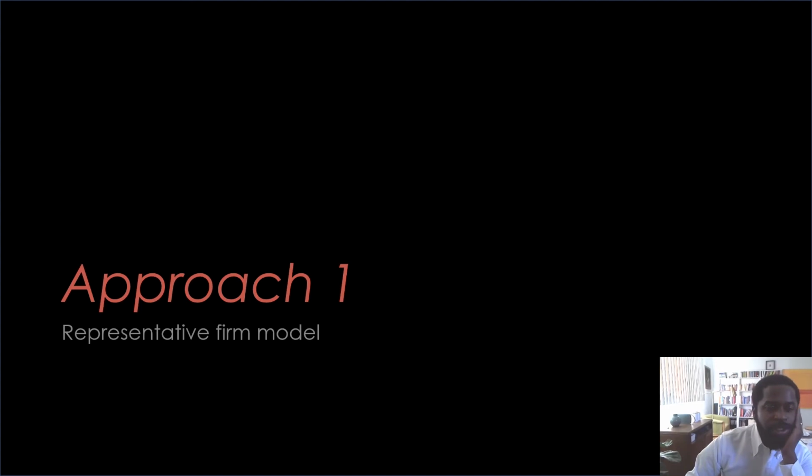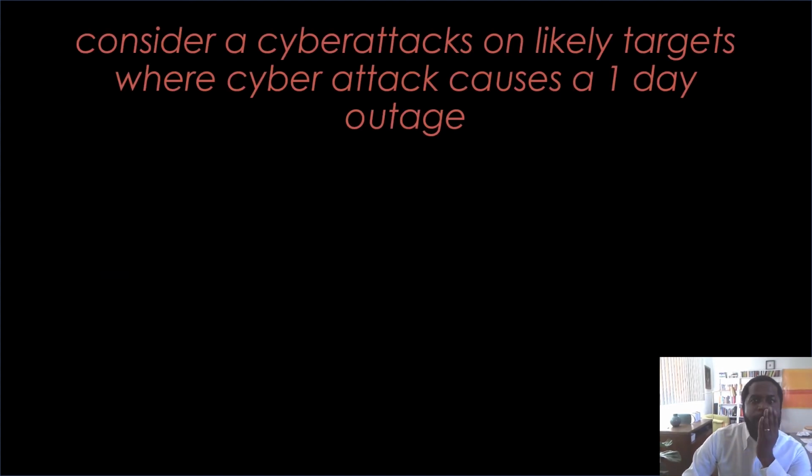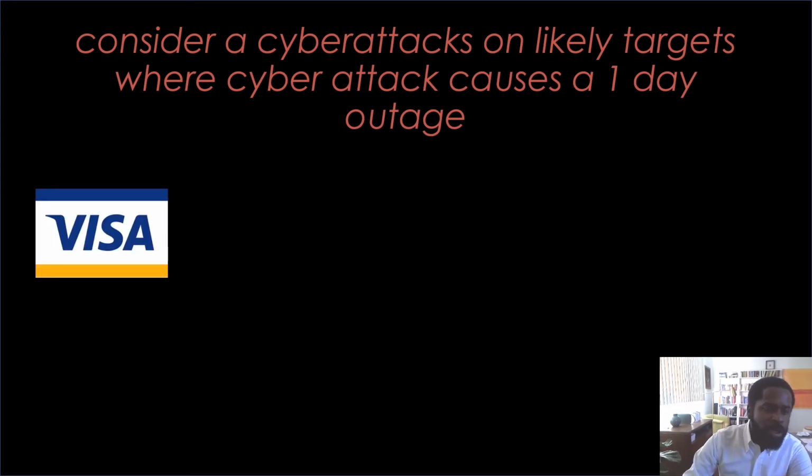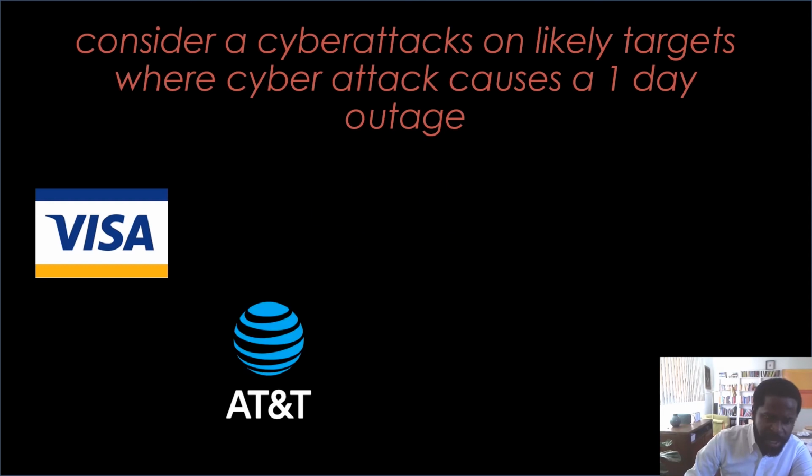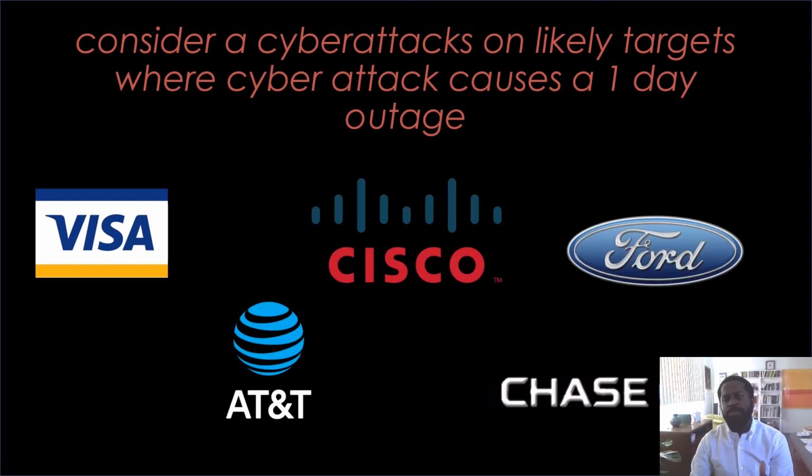So we can go into a little bit more detail about the first approach, these representative firms. And let's consider cyber attacks on likely targets where a cyber attack causes a one-day outage. So these firms could be, for example, Visa, AT&T, Cisco, Chase, and Ford. We have all these different possible targets that we selected just due to their diversity and industry type.